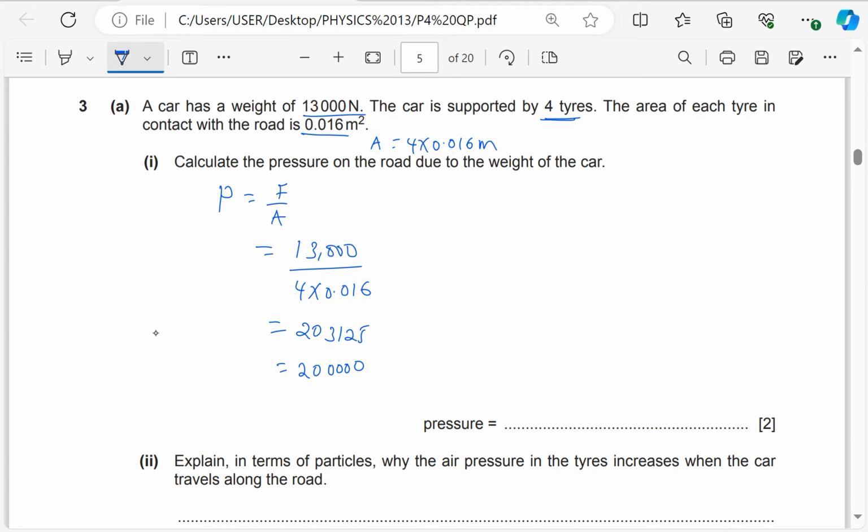200,000, or you can write this as 2.0 times 10 to the power of 5 pascals, or 200 kilopascals. I try to avoid writing one significant figure, that's why I may not write this. But I can write 2.0 times 10 to the power of 5, or you can write 2.03 times 10 to the power of 5 pascals. This is pascals.